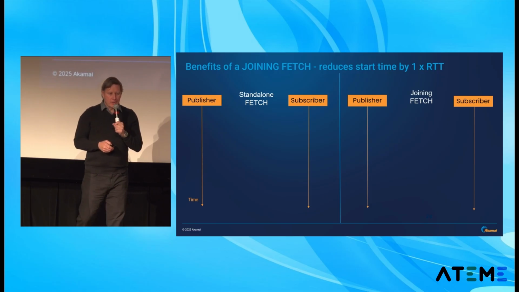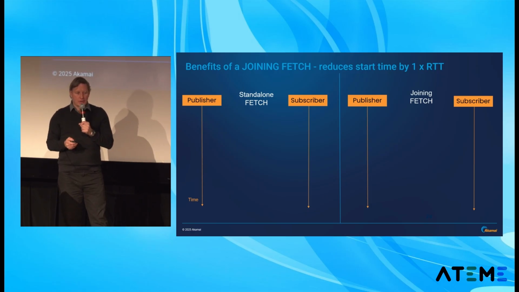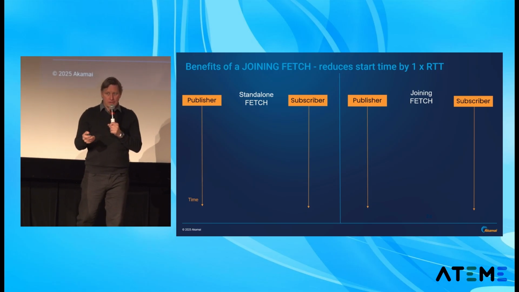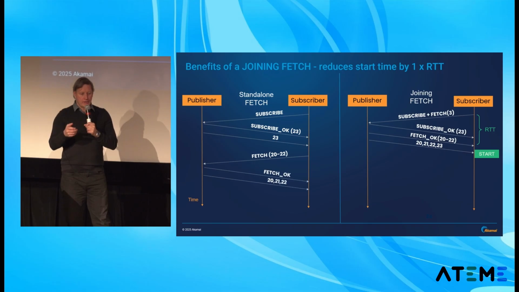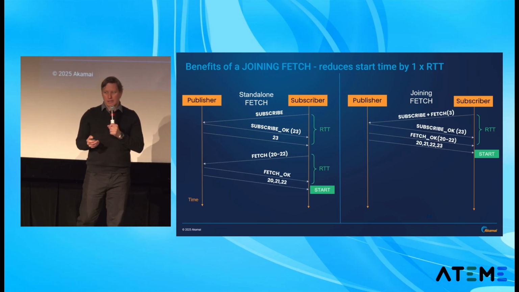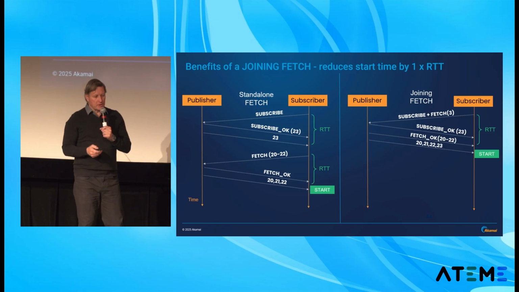So the benefit of a joining fetch is reducing start time by 1 RTT. Here I have, side by side, a comparison between the standalone and the joining fetch to join a subscription. And we'll see, predictably, that on the right the joining fetch is beating the other one by an RTT. So it's just an optimization, but it's nice to be able to apply these.